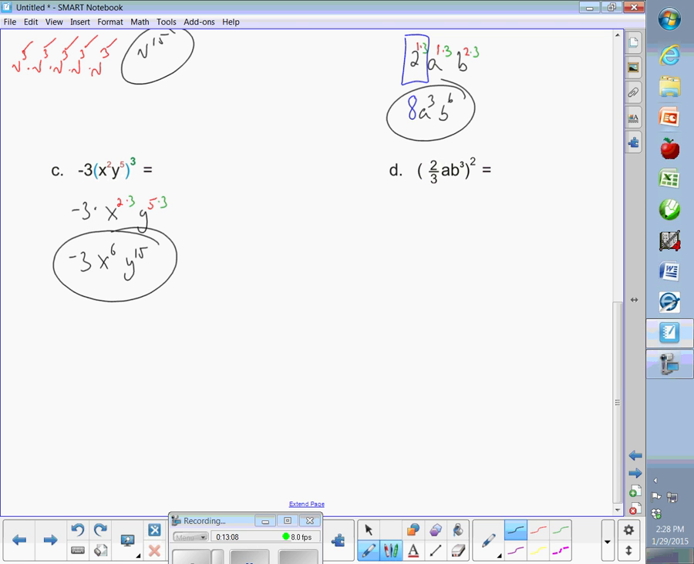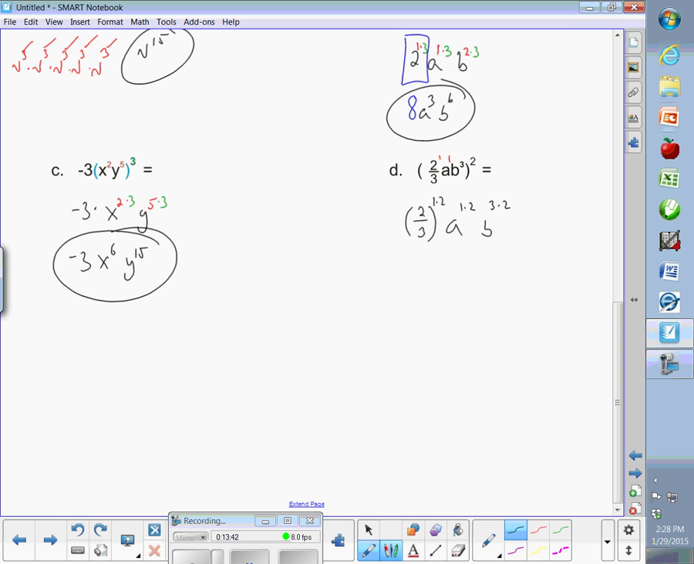Now our last example of this type is a little bit different here. We got a 2/3 a b cubed, the whole quantity squared. Now everything's in the parentheses. So again, let's take a look. What is the exponent of the 2/3? It's a 1. What's the exponent of the a? It's a 1. So watch where we're at. 2/3 to the 1 times 2. A to the 1 times 2. B to the 3 times 2.